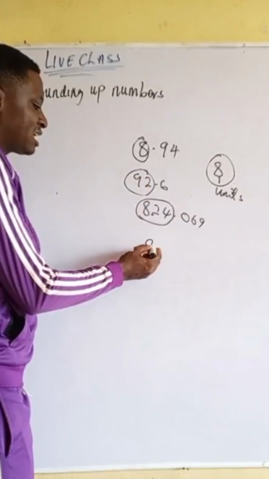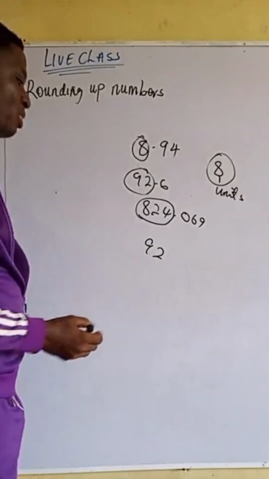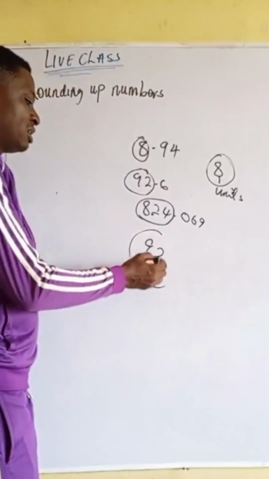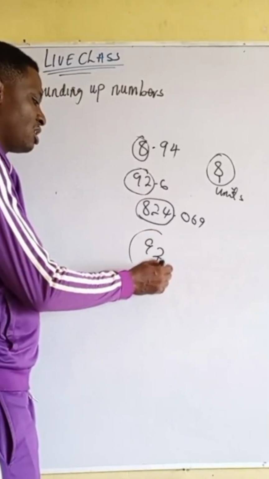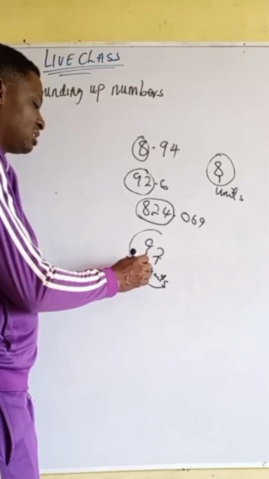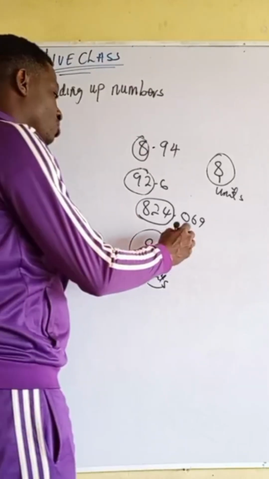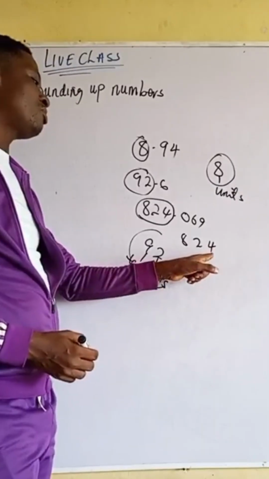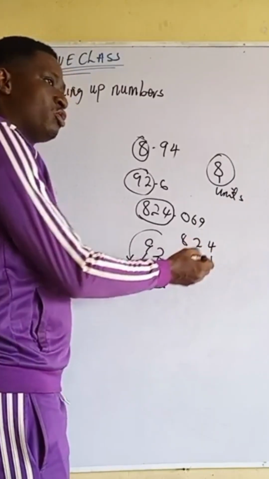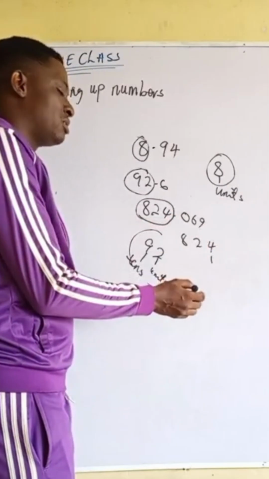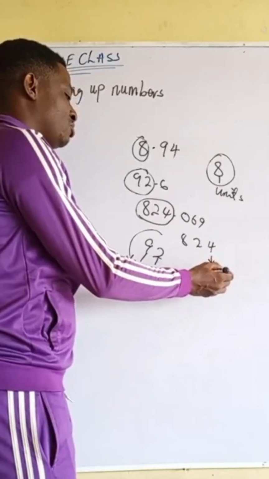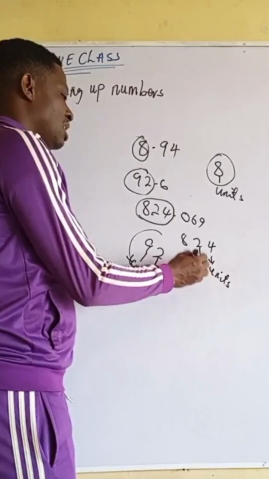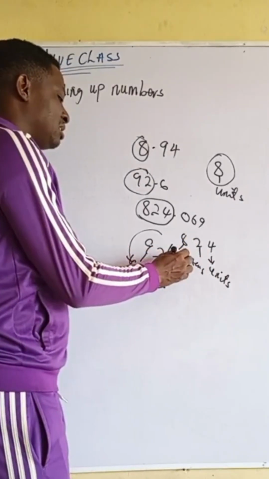We can take this out as a whole number, 92. So what is the place value? Don't forget, the first place value from the right, in the whole number, is units. The next one is tens. Now let's come to this one, 824. What is the place value of 4? This is the whole number. We have ignored the decimal point now. This is units, this is tens, and this is 100.